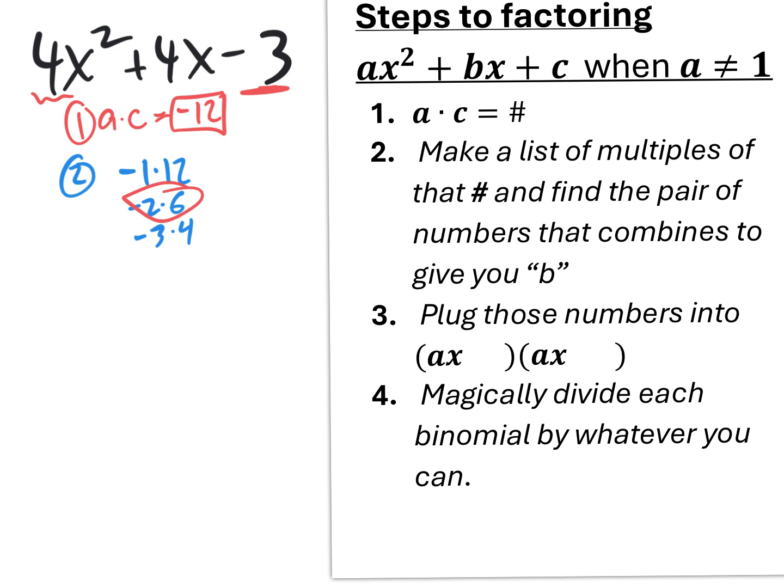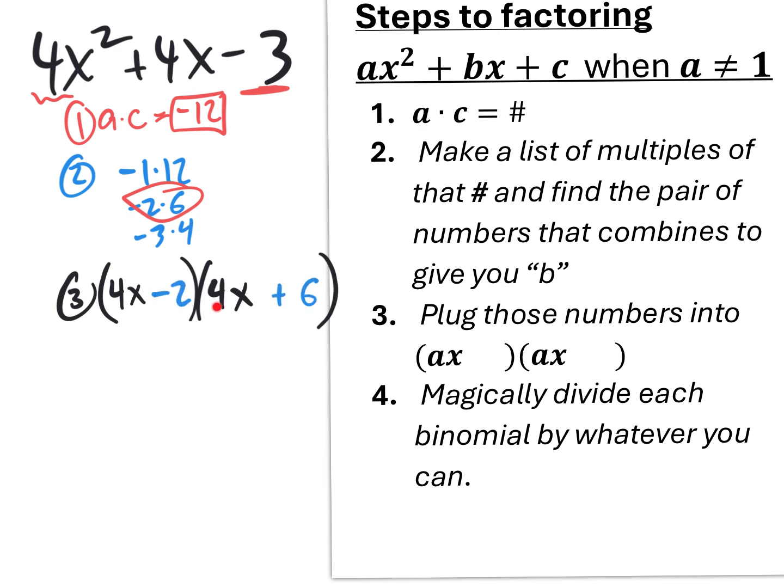So here's my step 3: parenthesis, parenthesis, parenthesis, parenthesis, ax, which in this case is 4x, right? The a value is 4, so put a 4 right there with an x, and ax over here as well, 4x. And then you take the pair of numbers from step 2 and just plug them right into those blank spots. The -2 right there and the +6 over there.